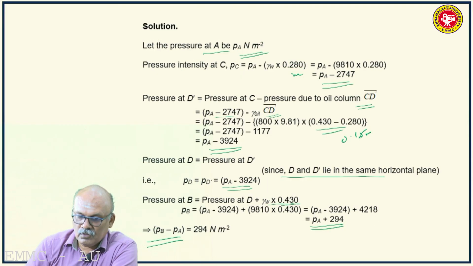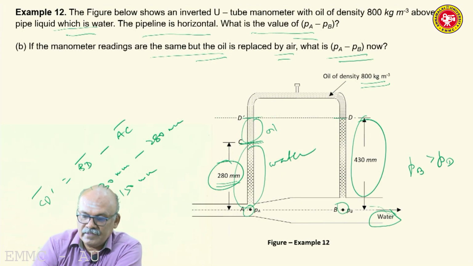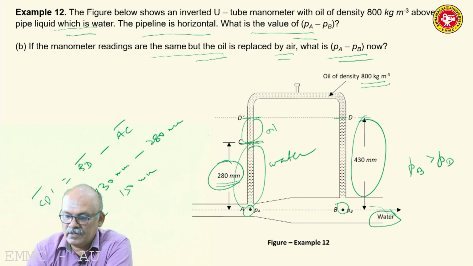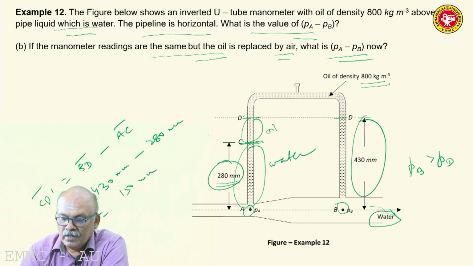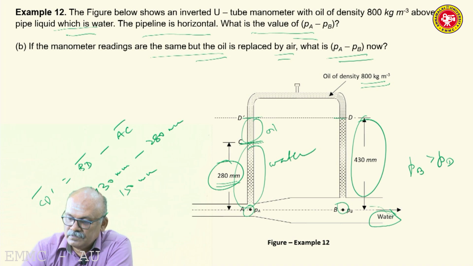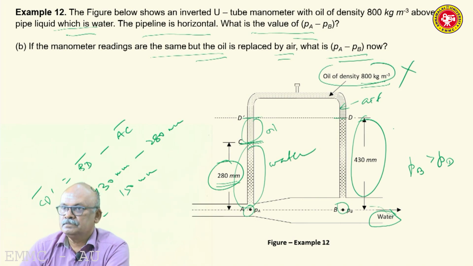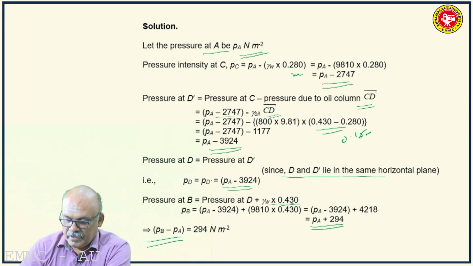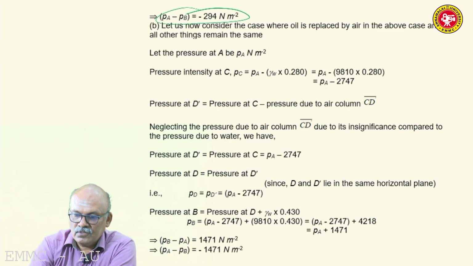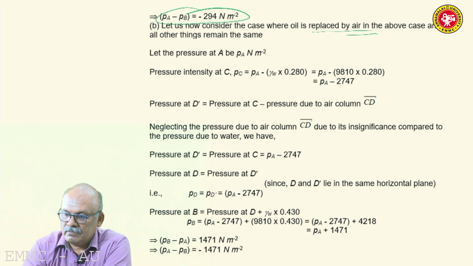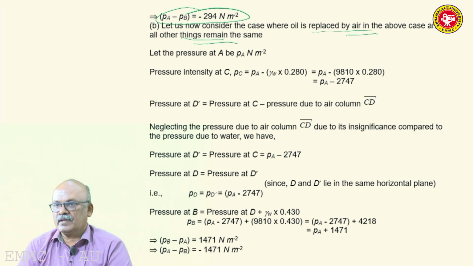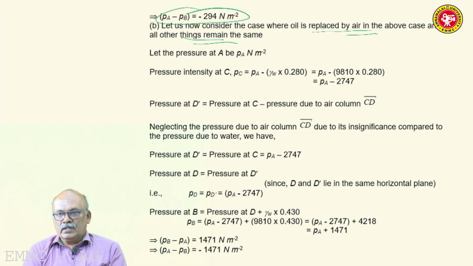The second problem, what is the second problem? If the manometer readings are the same, there is no change, same thing, 280, 430, but you don't have oil, this oil is absent. So here there is no oil, here you have air. So what will be Pb minus Pa, that is what is asked. So let us now consider the case where oil is replaced by air and the other things remain the same. The deflections of water in the inverted U-tube manometer is the same.